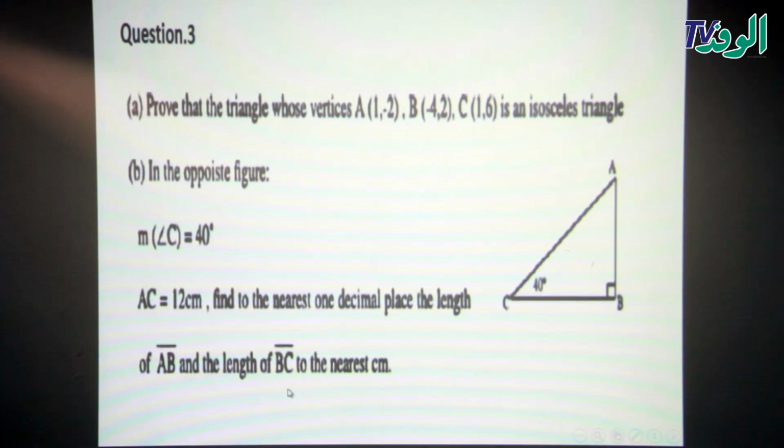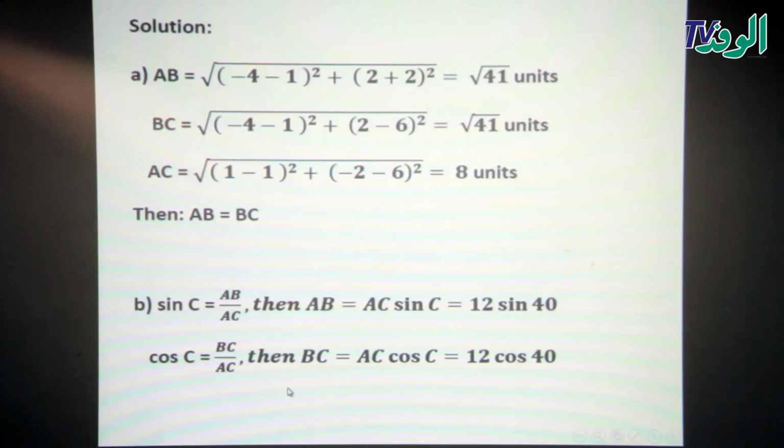The second request, BC to the nearest centimeter, we can say that cosine of C equal adjacent BC over AC, then BC equal AC times cosine C, which is 12 times cosine 40, using your calculator to find the answer to the nearest one. شوية وهنرجع نكمل بقية الأسئلة بتاعت الفاينل ريفيجن of geometry.